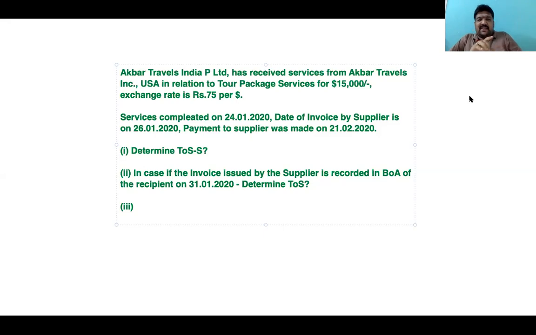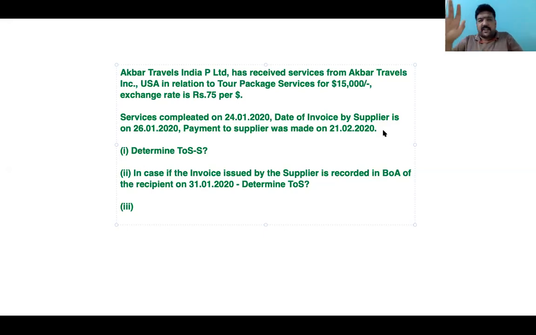See, with a few answers, I am still not convinced on one point, which I told you. Many things you are internalizing. You have to externalize your answer. Sir, what is this externalizing of my answer you are trying to say here? Akbar Travels India Private Limited and Akbar Travels Inc. are both associated enterprises, yes or no? Very few of us gave weightage to that in our answers.